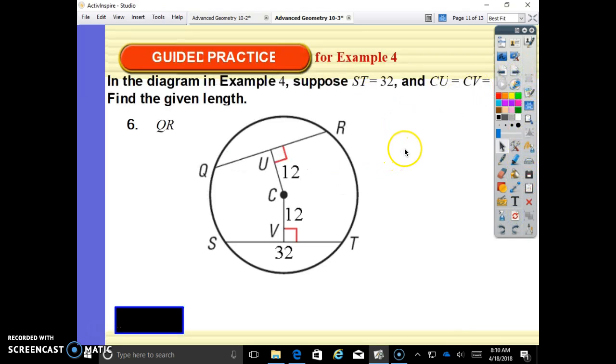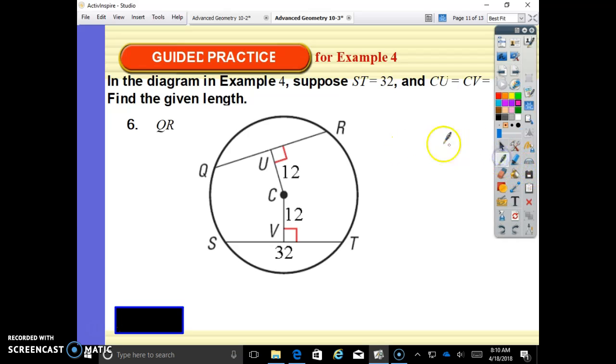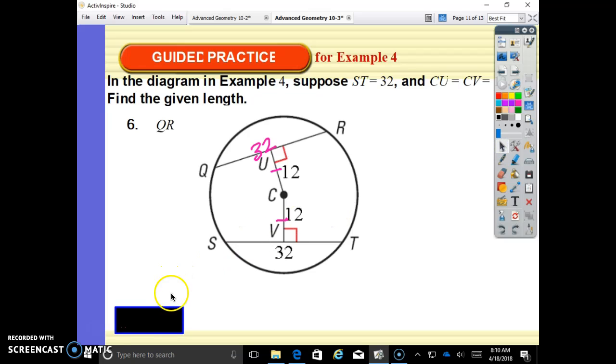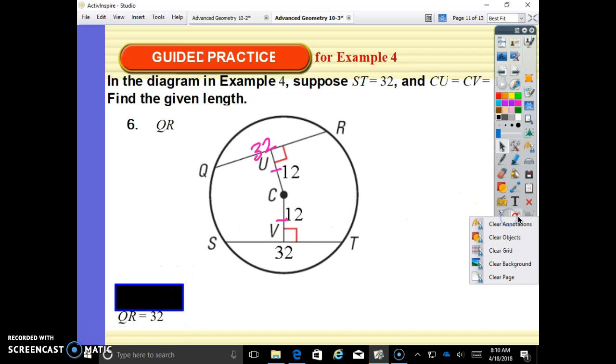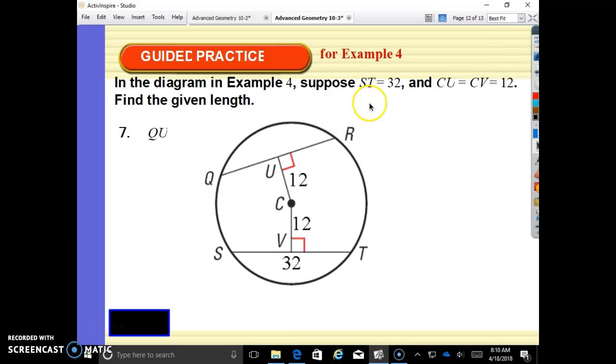In the diagram in example 4, suppose ST is 32. CU equals CV, so CU and CV are equal, they're both 12. Find the given length. What is the length of segment QR? If the distance from the center to each chord is equal, therefore the chords are equal. 32. It's just a lot of memorization of rules in the first two sections.